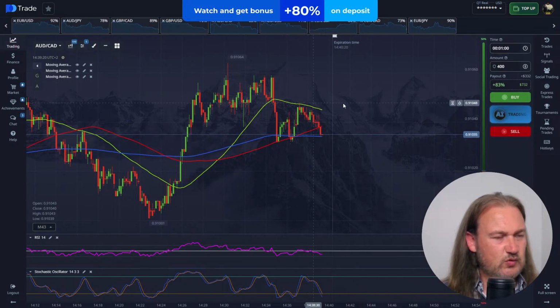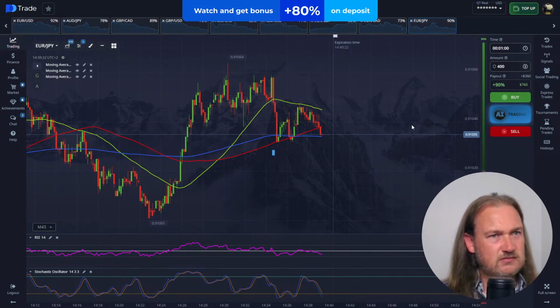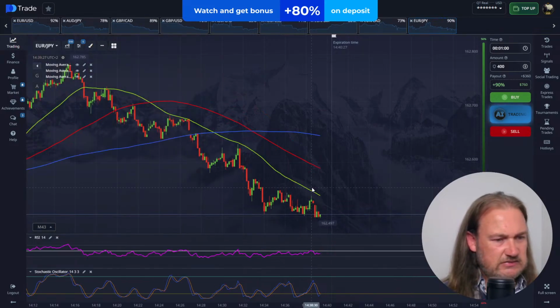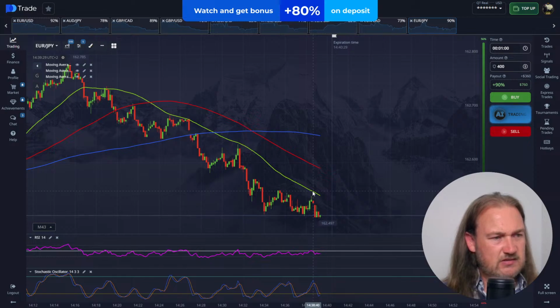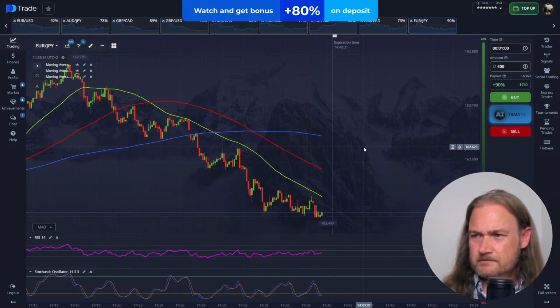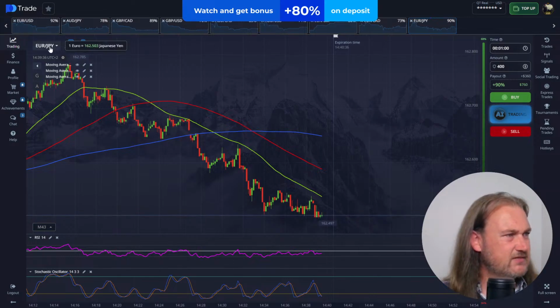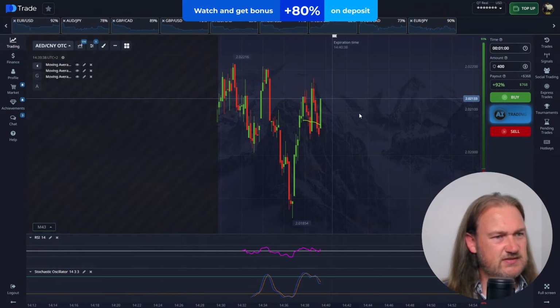No trending. This is more ranging than anything else. Had a sell opportunity here. Missed that, unfortunately. Okay, let's see if we can pick up maybe one or two OTC trades.